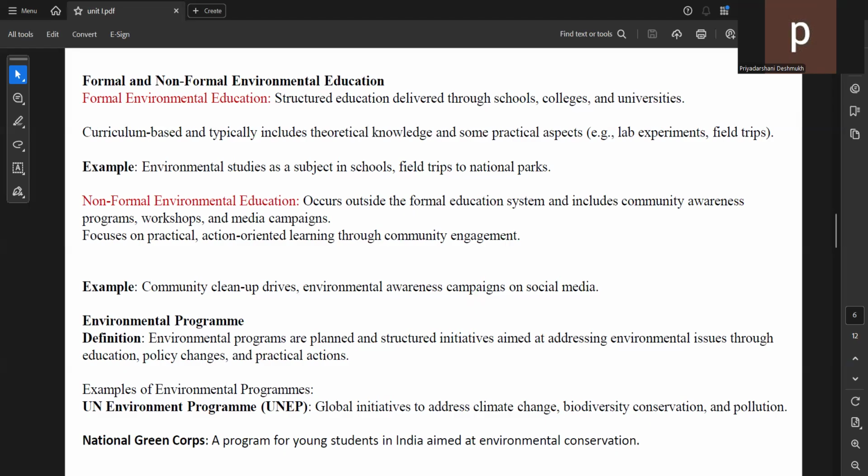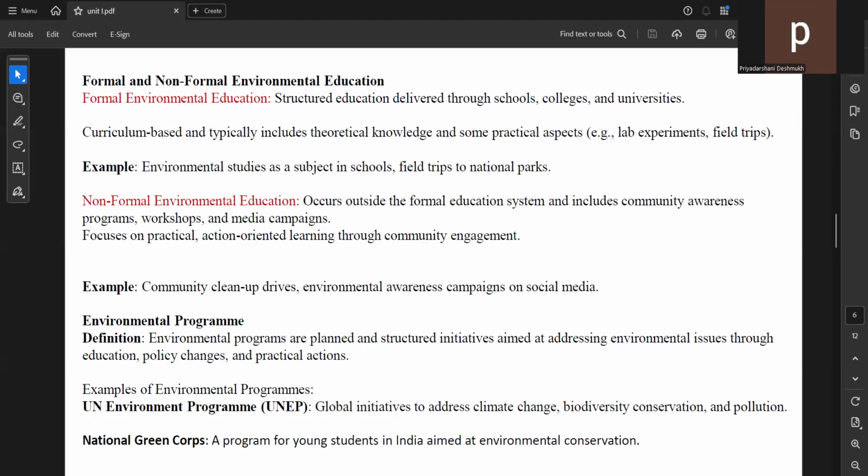Now, the second one is non-formal environmental education. It occurs outside the formal education system and includes community awareness programs, workshops, and media campaigns, focusing on practical, action-oriented learning through community engagement. Now, examples can be given: the community cleanup drive, and environmental awareness campaigns on social media.